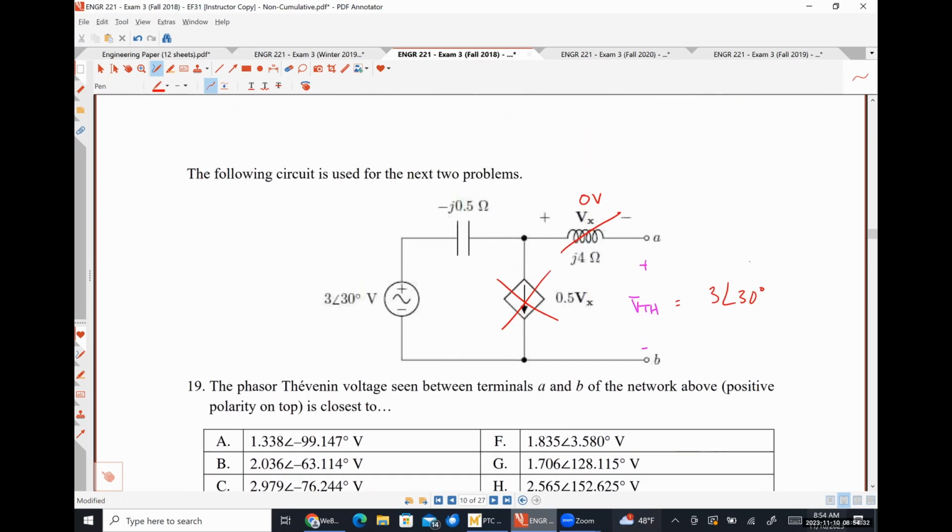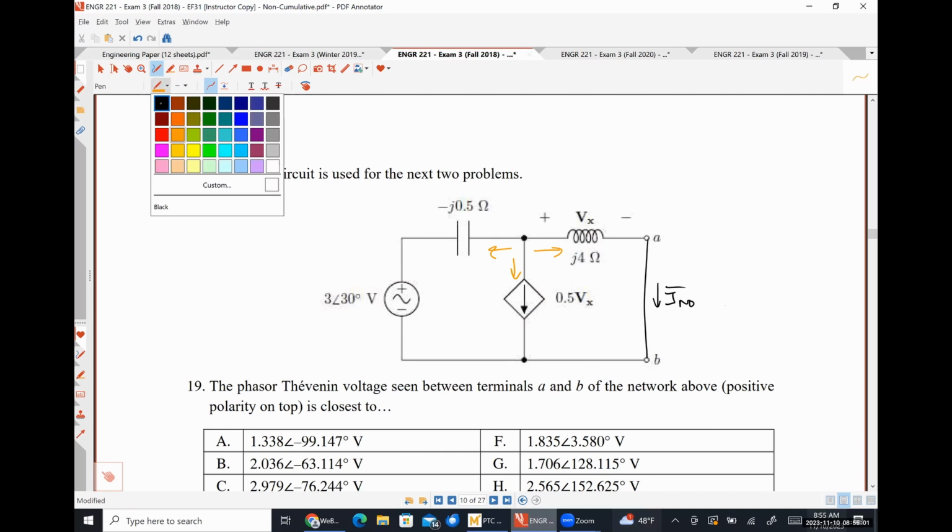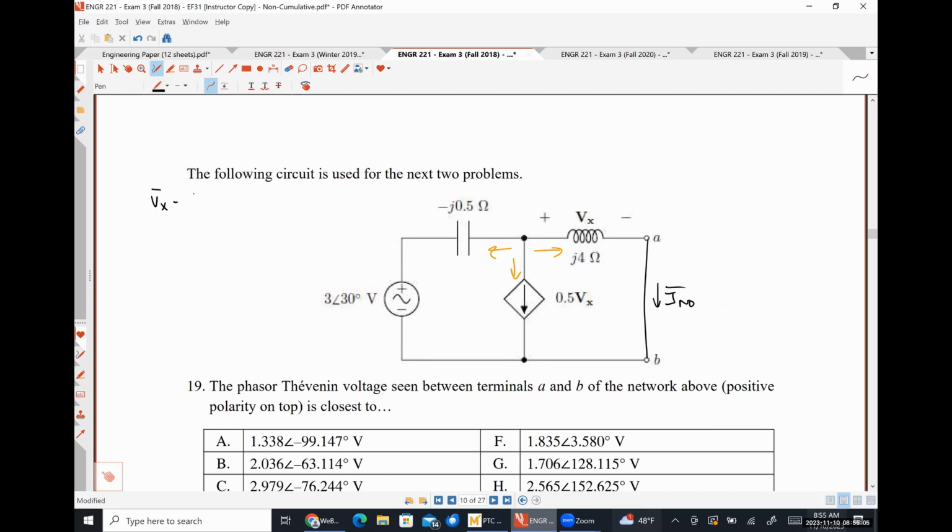So for number 20, this is 2018. So now we are going to short that guy out. We're trying to find this current. So I'm going to do KCL at this node. So this current, and this current. So that's going to look like Vx minus 3 angle 30 volts over minus J 0.5 ohms plus 0.5 Vx plus Vx over J 4 is equal to zero. Once we solve for Vx, I Norton is just Vx divided by J 4.